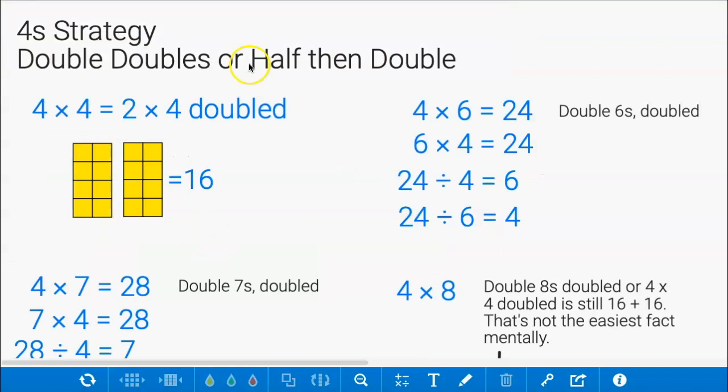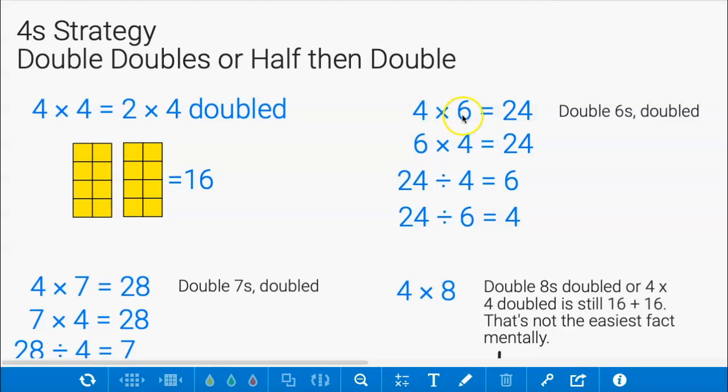Okay, let's look at our 4's. 4's are going to be just your doubles doubled, which is also half then double again. Let's see how this works. So 4 groups of 4 is equal to 2 times 4 doubled, or our doubles doubled. So double 4's would be 8, and double that is 16.